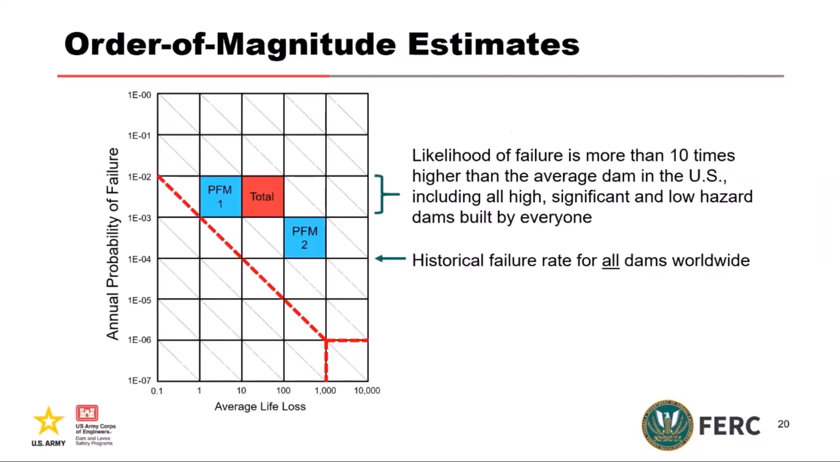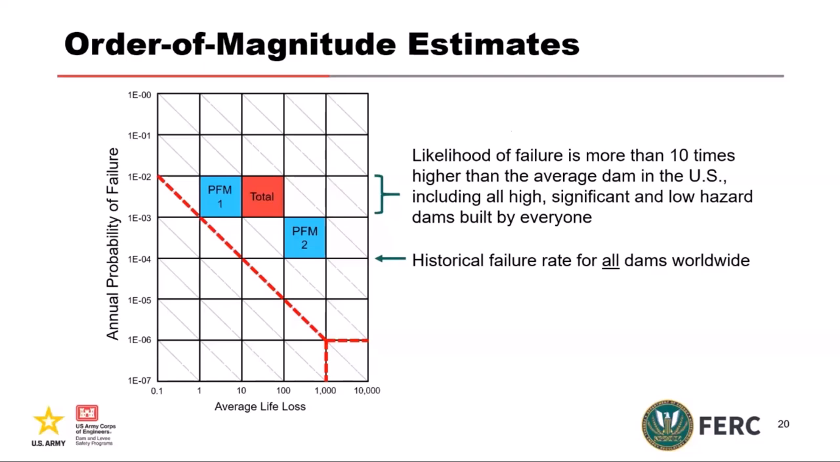So what you're saying when you plot it up here is, man, the likelihood of failure for this structure is 10 times higher than the average dam in the United States. And think about what the average dam in the United States is. It's not like Hoover Dam, right? It's farm dams, it's everything, right? So it's a pretty strong statement, frankly. So you've got to be really careful about what these numbers mean when they come out the end. And you need to take a close look at what you really think that means.